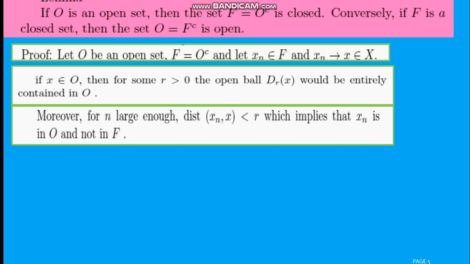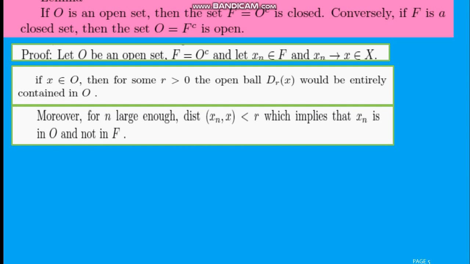So moreover, whenever n is large, make it as large as we like. Whenever x_n is large, what you have is norm of x_n minus x tends to 0, right? Whenever n tends to infinity, norm of x_n minus x tends to 0. That is, the distance of x_n comma x is less than r whenever n is large, which implies these x_n's belong to O. After that all the x_n's belong to O, which is not in F, which is a contradiction, right?